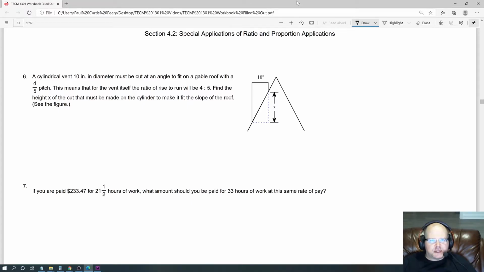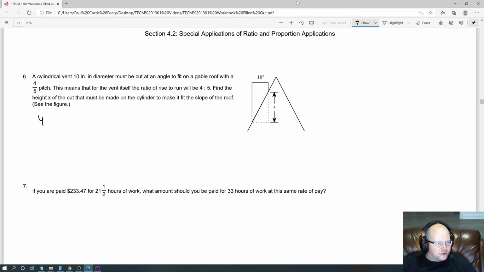Section 4.2, Special Applications of Ratio and Proportion Applications. A cylindrical vent 10 inches in diameter must be cut at an angle to fit on a gable roof with a 4:5 pitch. This means that for the vent itself, the ratio of rise to run will be 4:5. Find the height x of the cut that must be made on the cylinder to make it fit the slope of the roof. See the figure.